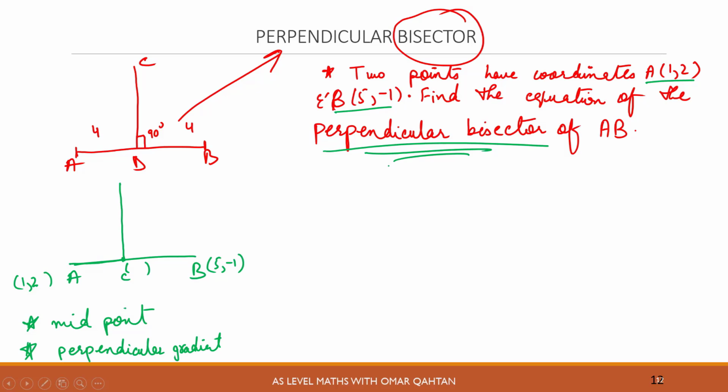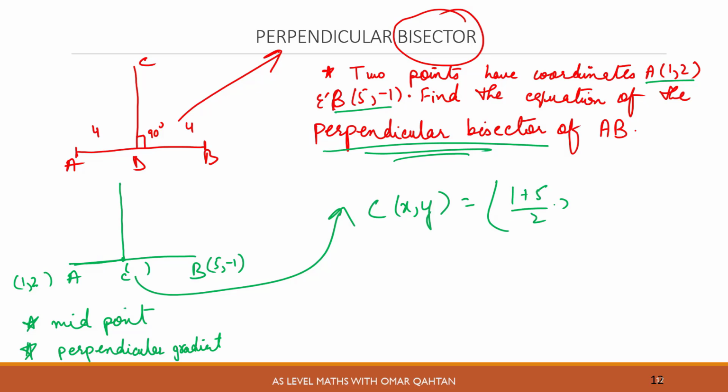Alright, so first finding the midpoint of AB. The midpoint of AB, we call it C over here, so C x comma y will be equals to 1 plus 5 upon 2 comma 2 plus minus 1 upon 2, and it will give us 3 comma 1 upon 2.